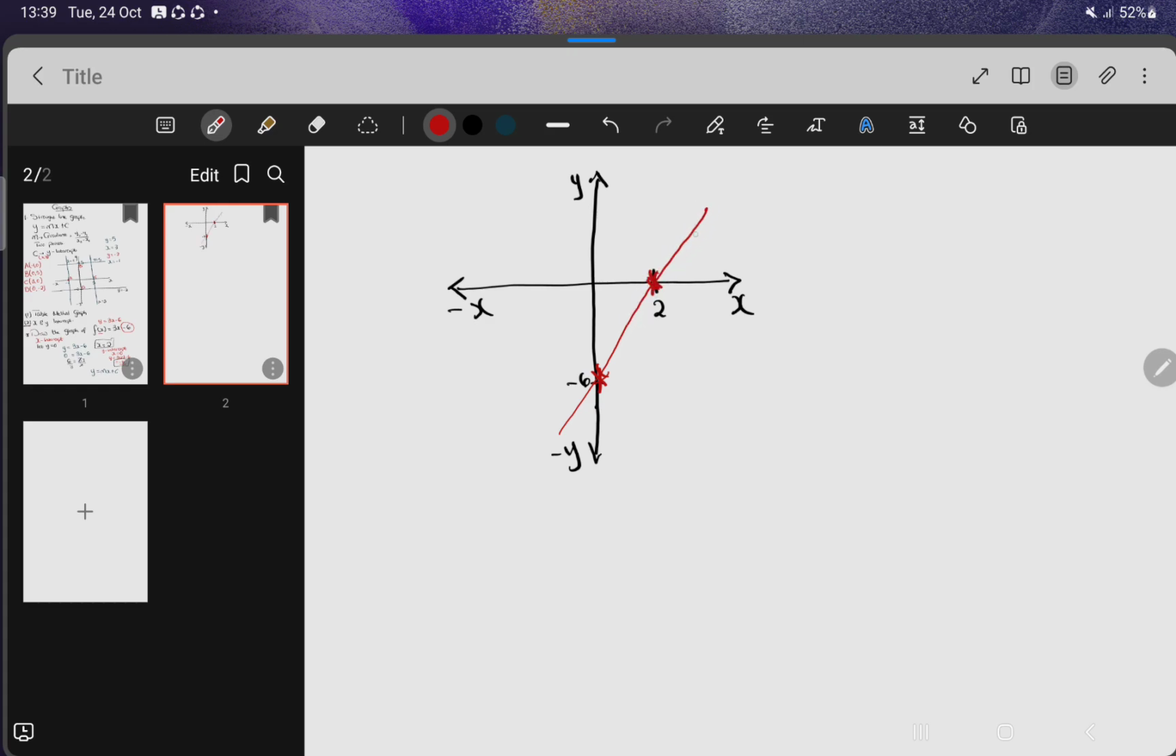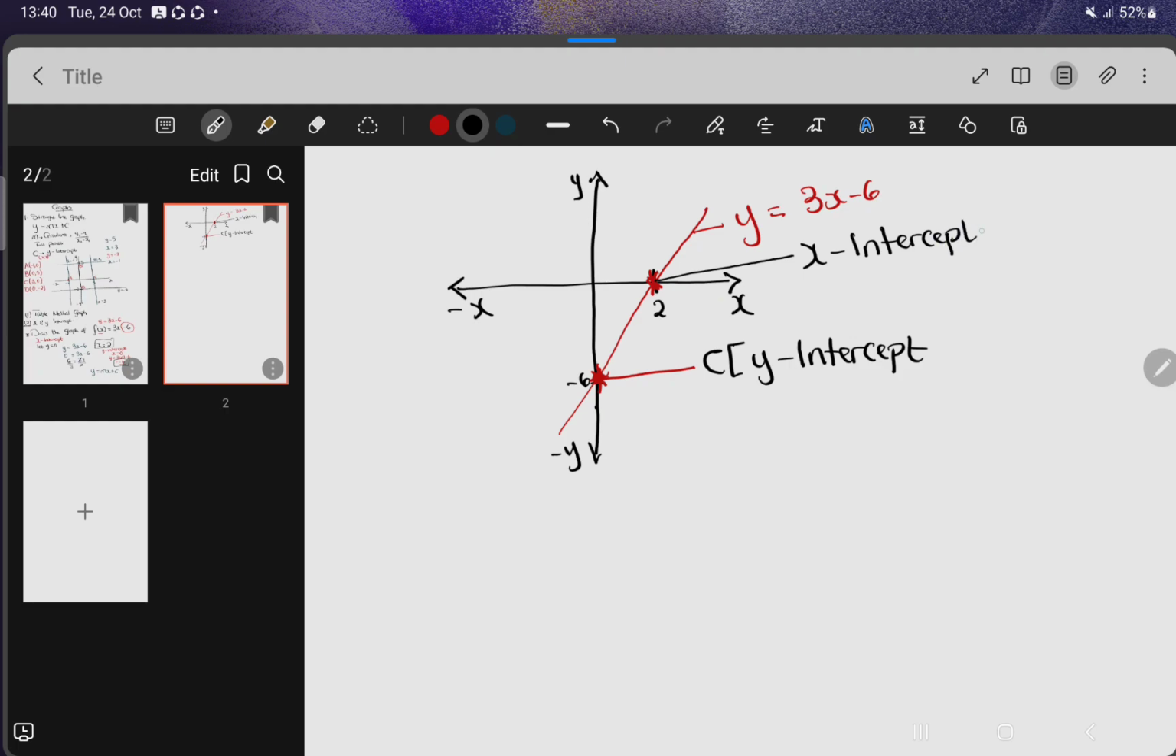So that is what we call y equal to 3x minus 6. What is more important here? This point is the same as C, which we call the y-intercept. That is where the graph is going to cut the y-intercept. Then this one here is the x-intercept. So that is where the graph is going to cut. Whenever we mark this, we normally check this one and that one, plus the shape or the direction.